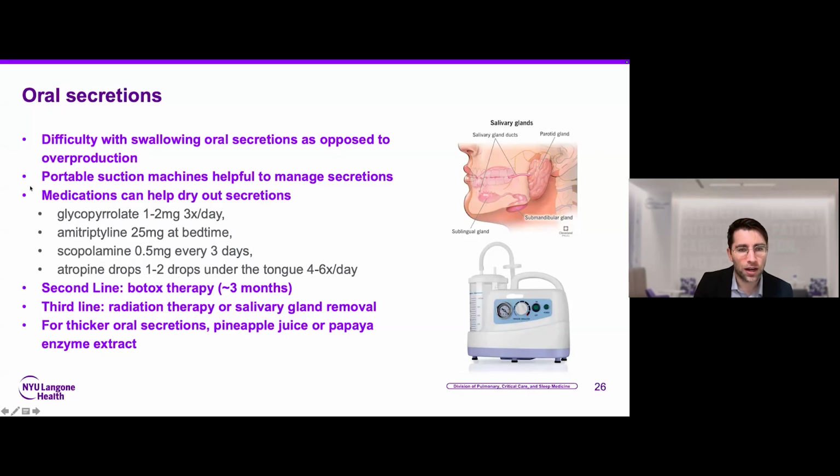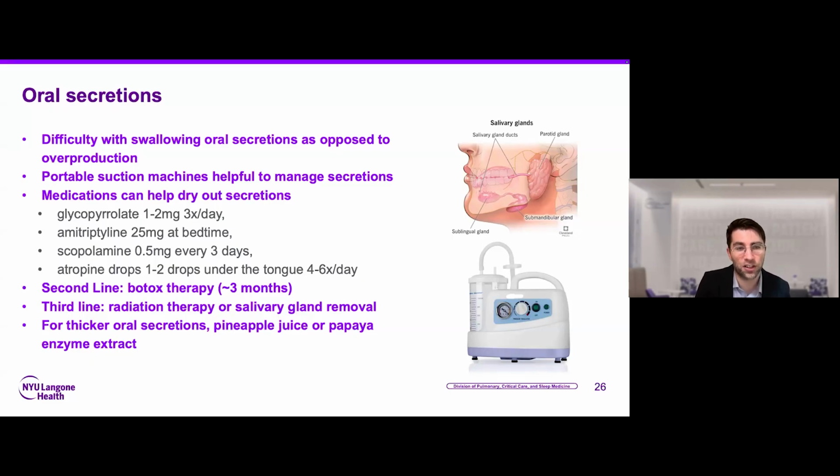We also will often prescribe portable suction machines, and you can see a device down here on the bottom right. That's, again, a machine just like when you go to the dentist and they put the little plastic tube in your mouth and it sucks out all those secretions. Many patients find that to be very helpful, including those who cough and are able to get some secretions up, but then have difficulty either swallowing those secretions or getting them out.